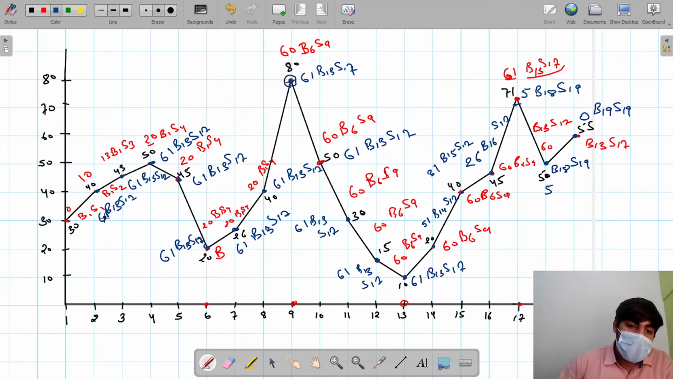Because if we buy today and sell in future, what do we get? We get profit of 40. Because let's see, buying today, price is 40. Selling at the highest price in the future using a time machine, 80. Okay, we get profit of 40. And the maximum profit which is coming from the future is 61. So 61, buy at 13, sell at 17.